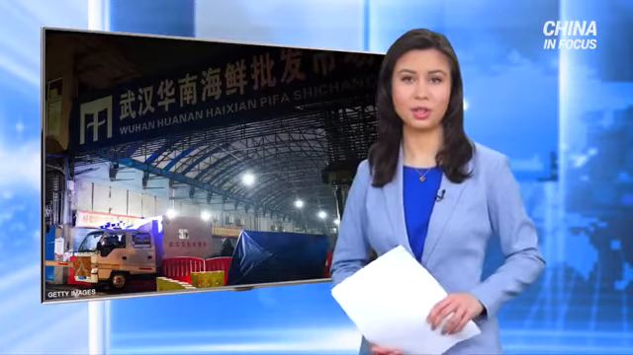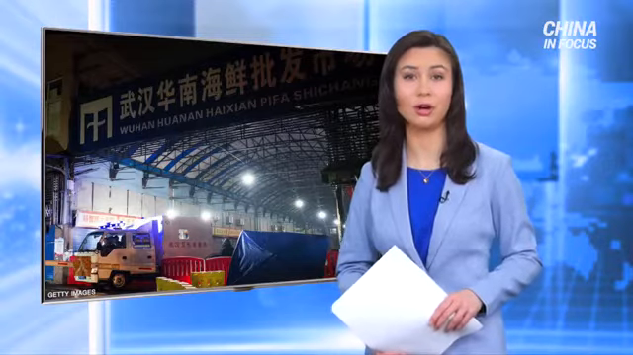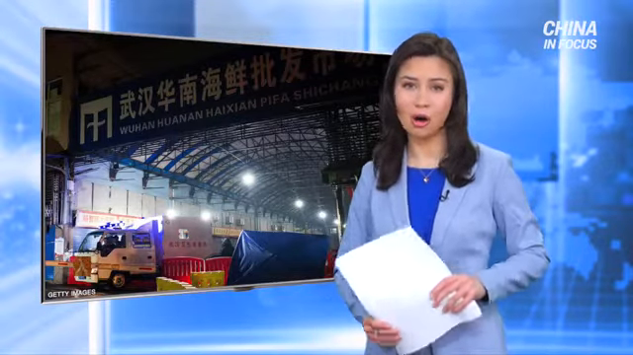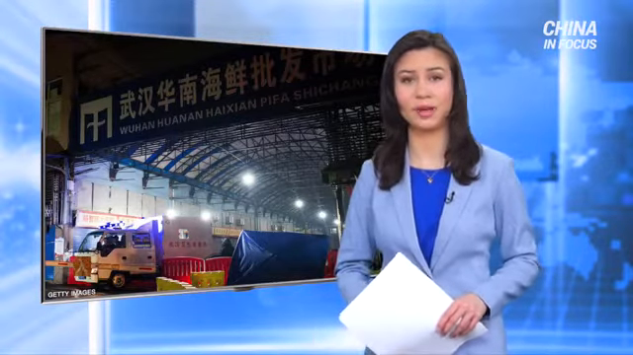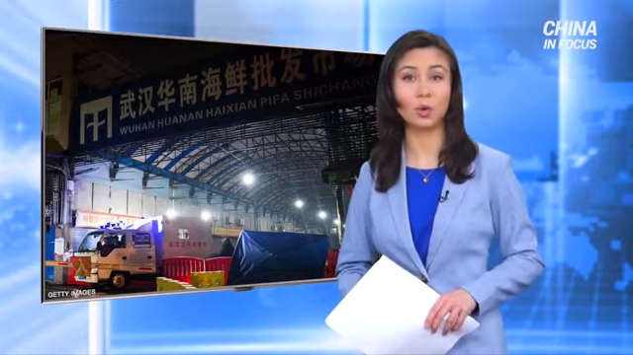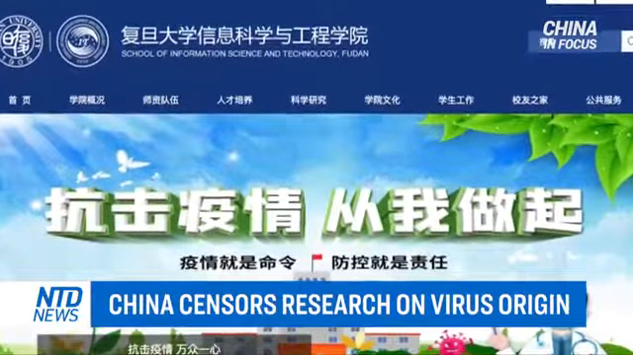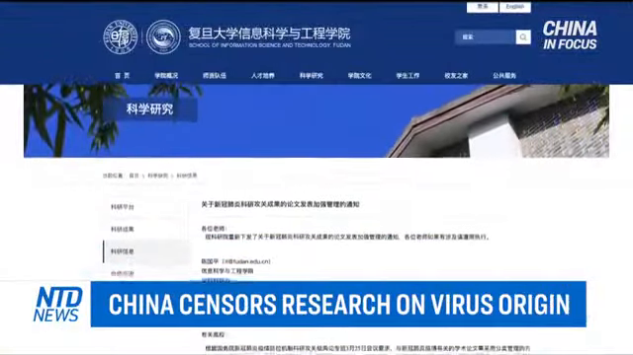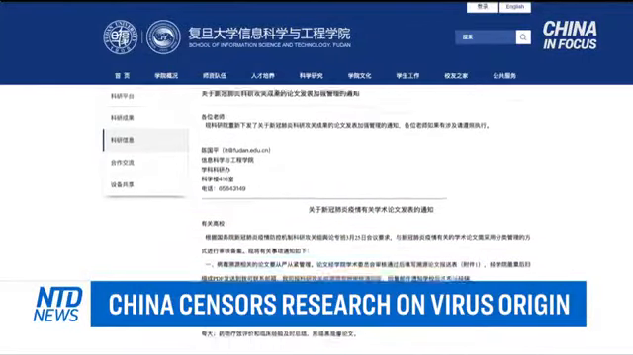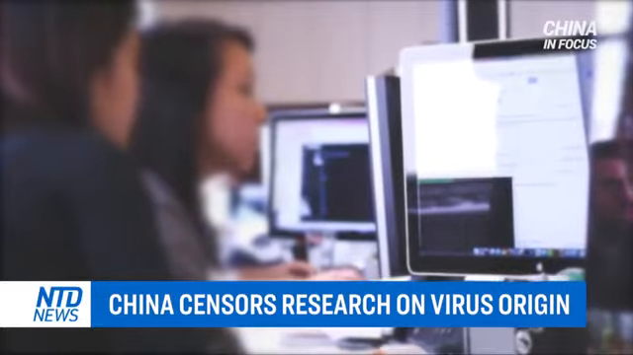Two notices on Chinese university websites show the Chinese regime is censoring research on the origin of the CCP virus. All research papers must first be approved by central authorities. It's the latest attempt to control the narrative on where it all began. Notices from two leading Chinese universities show the Chinese regime is censoring research around the origin of the virus. The notices have since been deleted but remain archived online.